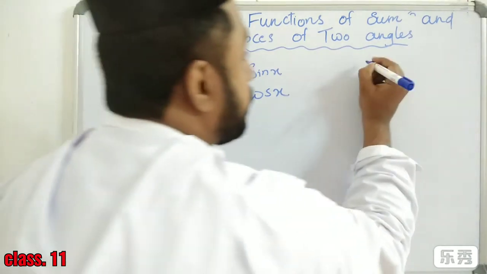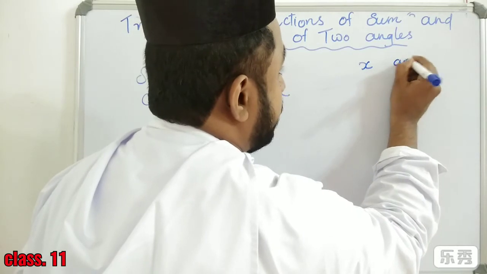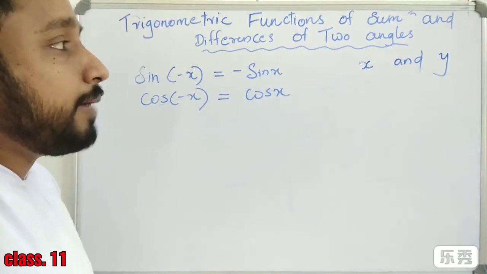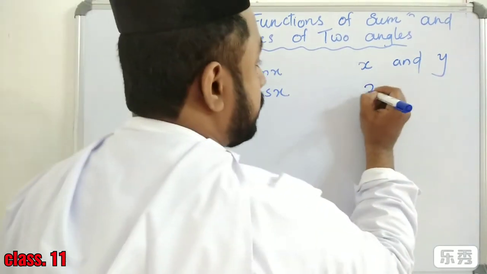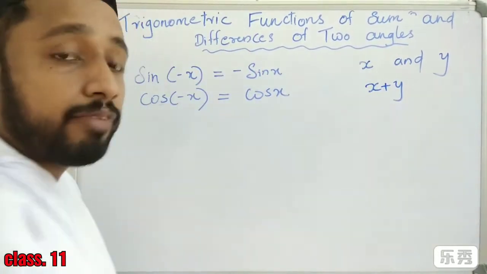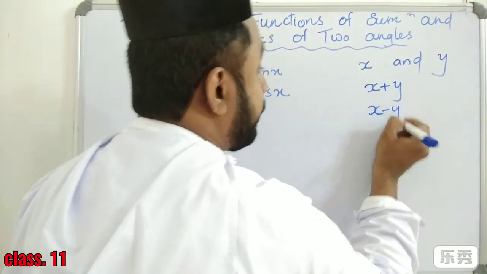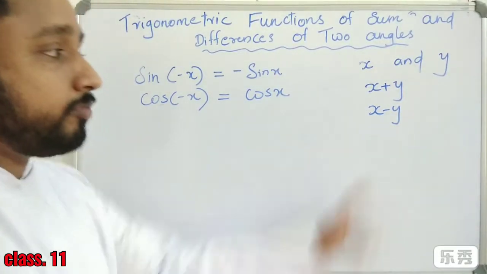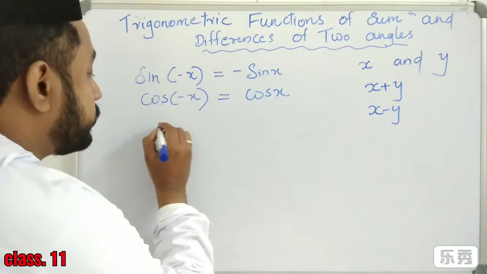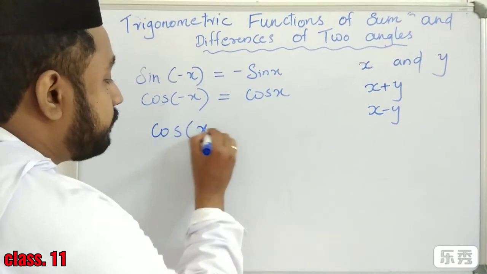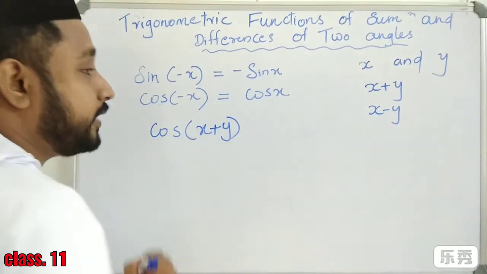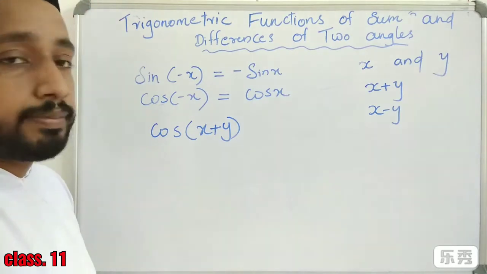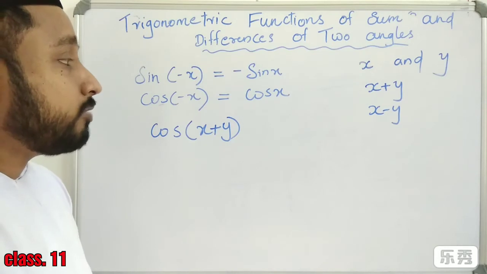For example, x and y, two angles. We are going to find the sum of x and y, that is x plus y, and the difference of x and y, x minus y. We are going to find the trigonometric ratios of the sum and difference of two angles, which means we are going to study cos of x plus y, sin of x plus y, cos of x minus y and sin of x minus y. These four formulas you have to study.